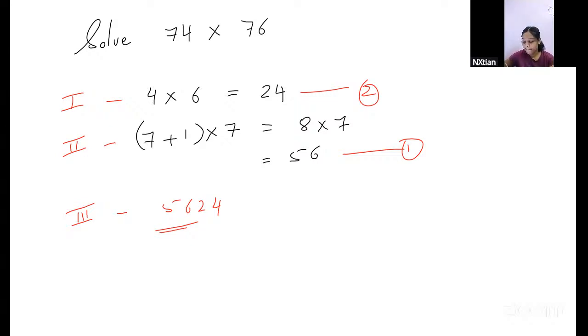Ma'am, this technique won't work if instead of 74 we have 84 multiplied by 76. Will it work? No, ma'am, it won't work.